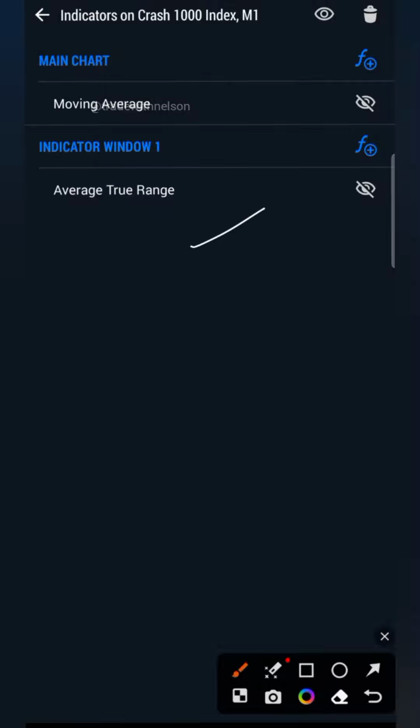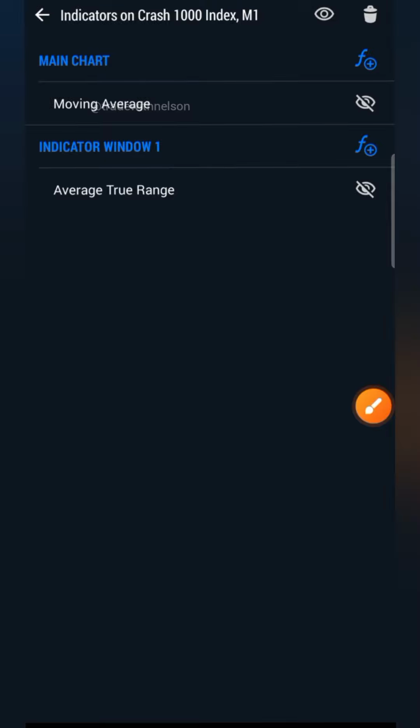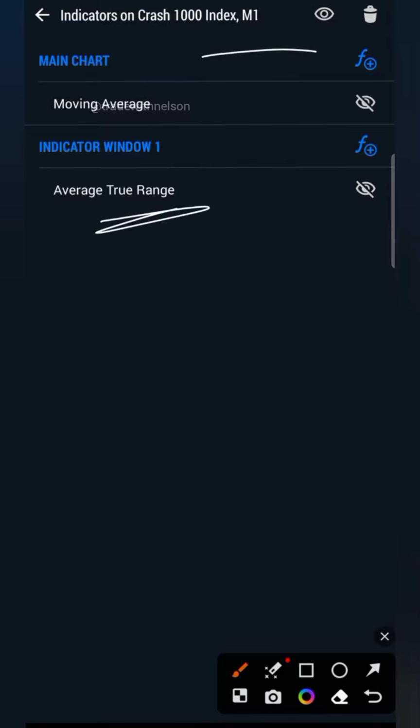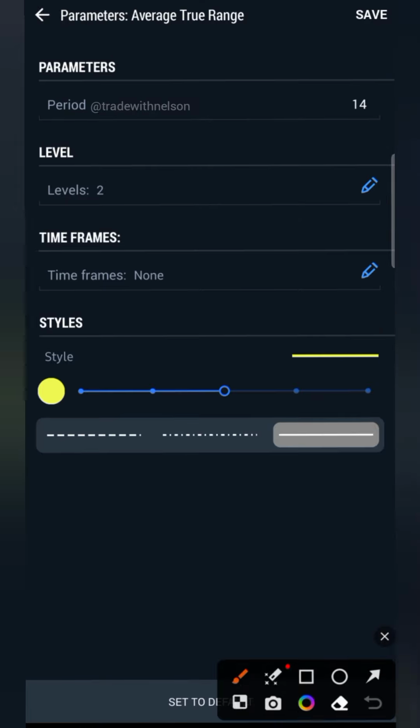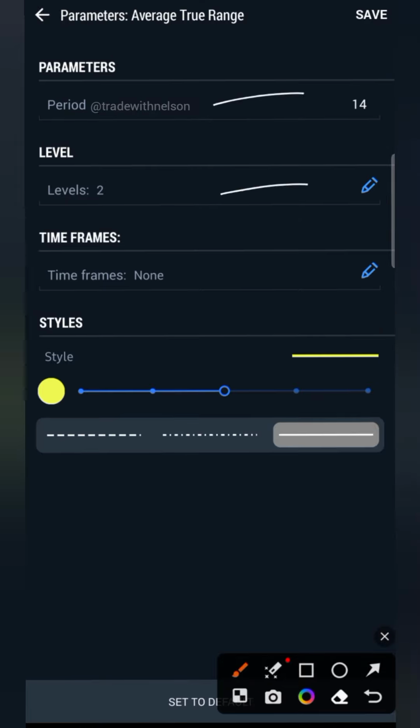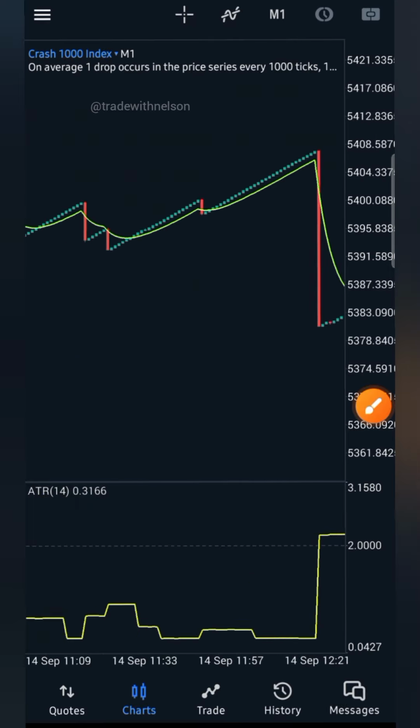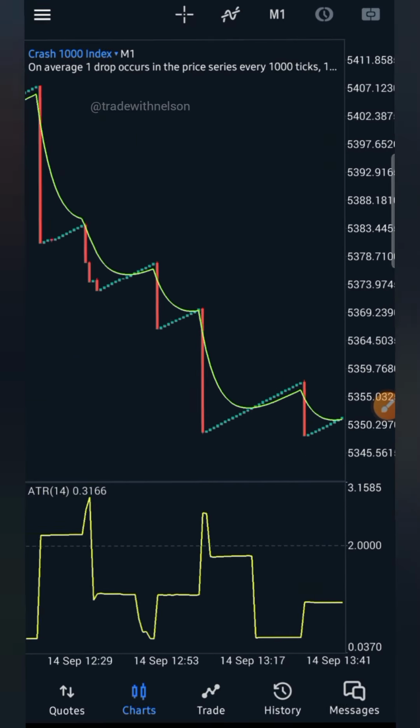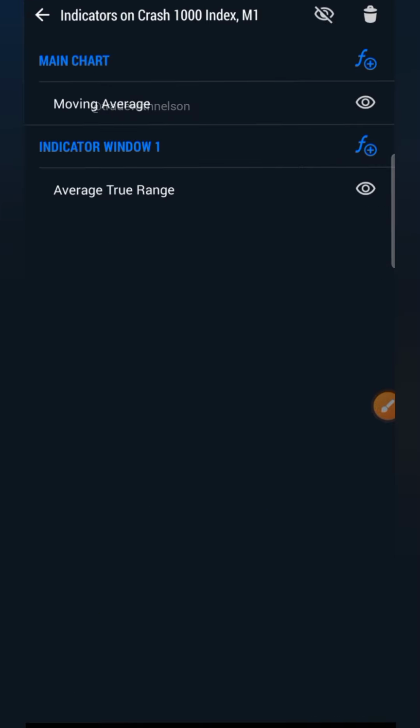The next indicator is the average true range. To select that, click on the F icon on the main chart and search for your average true range. Make the period 14, level 2. For the styles, make it a color of your choice, 3 pixel. After that, you click on save. If you follow my settings correctly, your chart will look exactly like what you see over here.